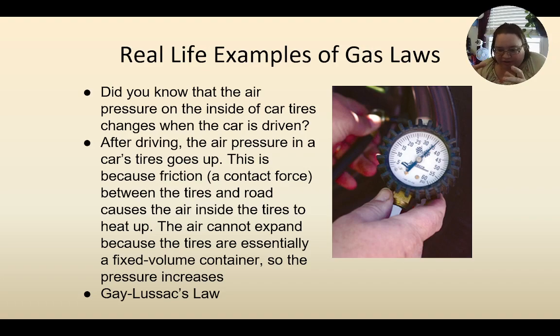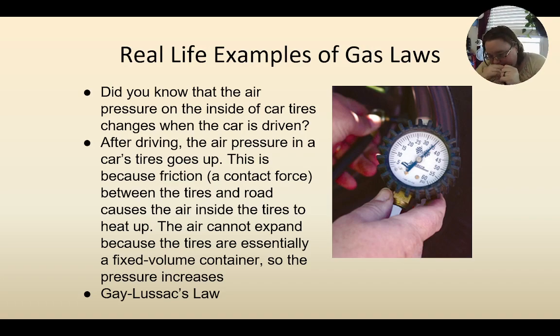Well, the air is contained, so the volume is constant. Gay-Lussac's law doesn't talk about the V. So his is volume's constant. So Gay-Lussac talks about what happens with pressure and temperature. So if the temperature goes up, pressure goes up.